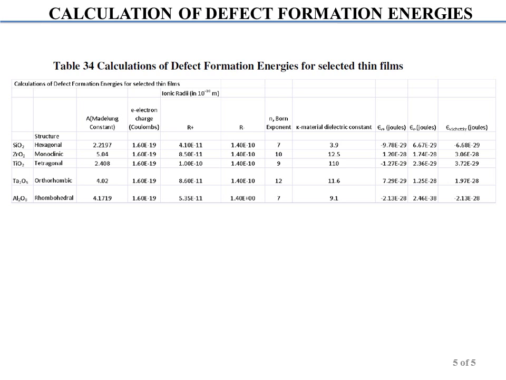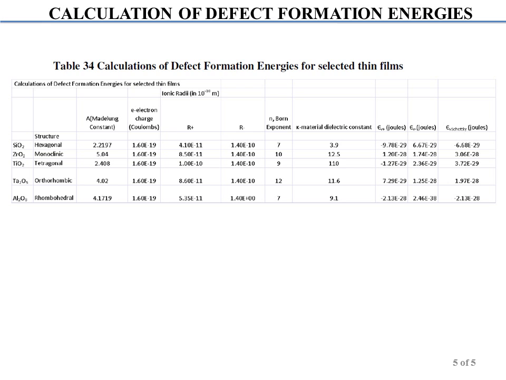The cation radius is 4.1 e to the minus 11, and the anion radius is 1.4 e to the minus 10. The Born exponent is 7, and the material dielectric constant is 3.9. So we end up with a net energy, or Schottky energy, of 6.68 times 10 to the minus 29 joules.